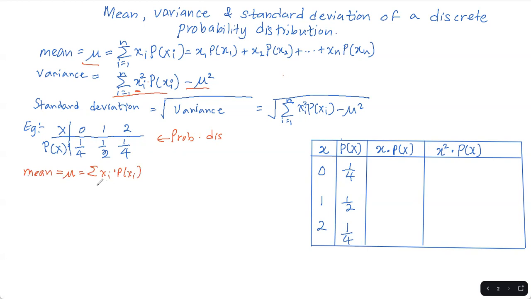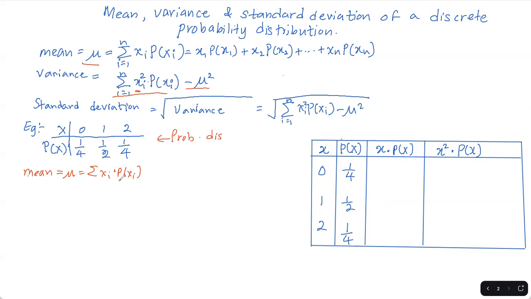When you calculate these means, variance, standard deviation, it is easy if you construct a table this way. The first column is the x, the random variable. The random variable can assume values 0, 1, and 2. And the corresponding probabilities of those x values are like this. Probability of x equals 0 is 1 over 4. Probability of x equals 1 is half. And the probability of x equals 2 is 1 over 4.